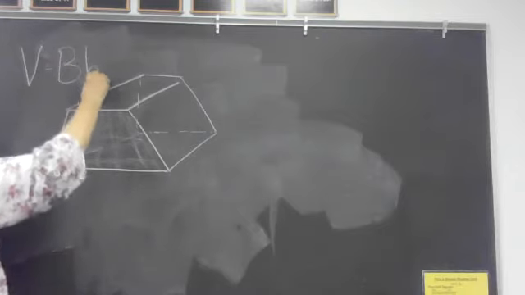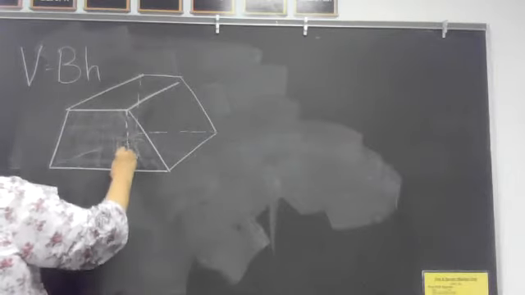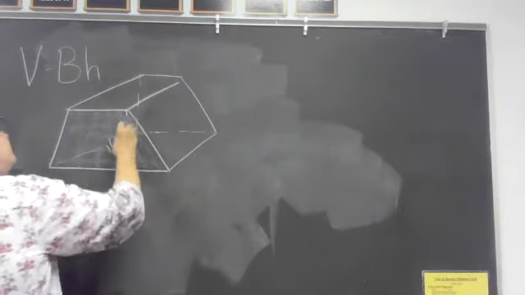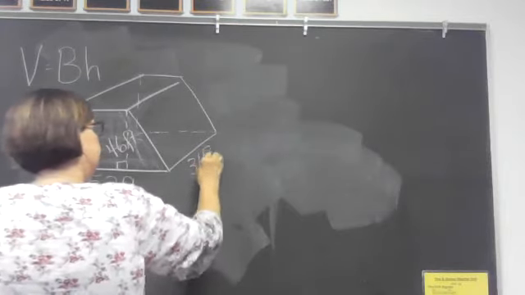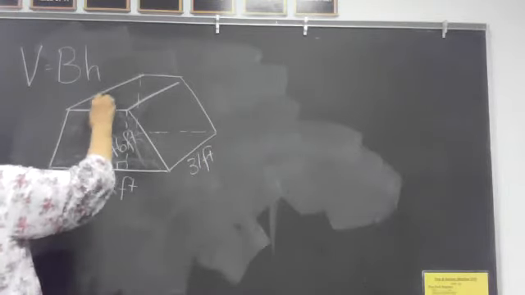volume equals the area of the base times the height. Let me put some numbers on that. They have the height, which is perpendicular to the base, and they said this is 46 feet, and this one's 52 feet. And 31 feet and 42 feet.